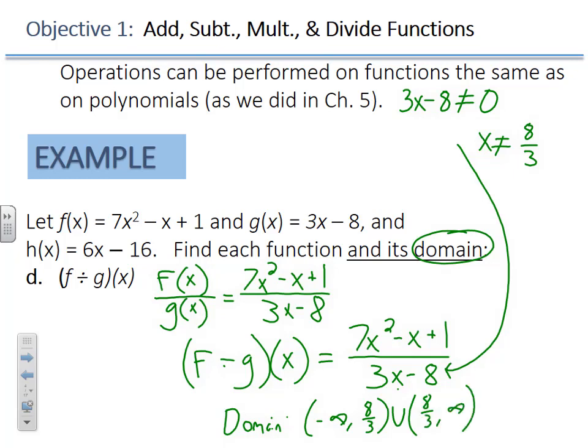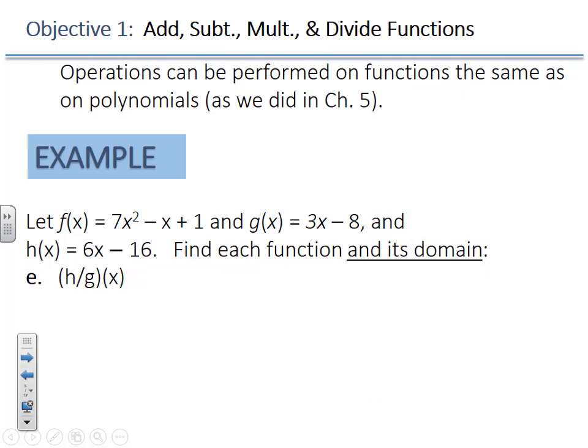And from 8/3 up to infinity. We just have to skip over that point, 8/3. We can also express division in a different way, h over g of x. So just a different type of division sign there. So we're going to have h of x over g of x.